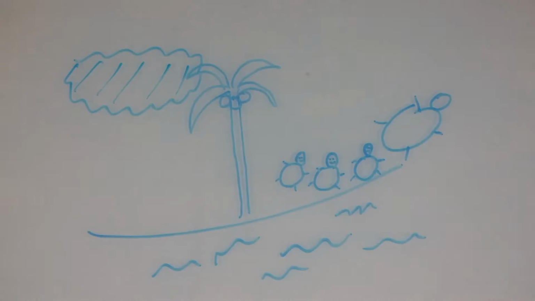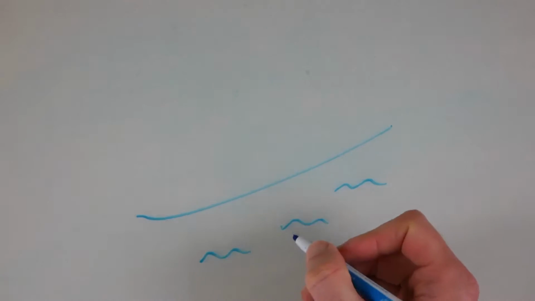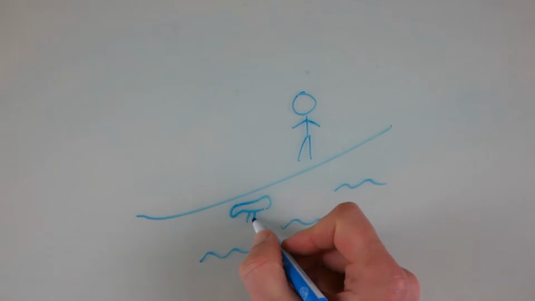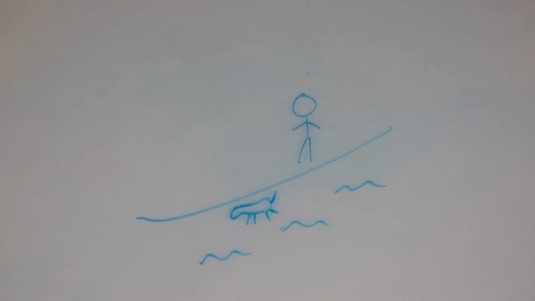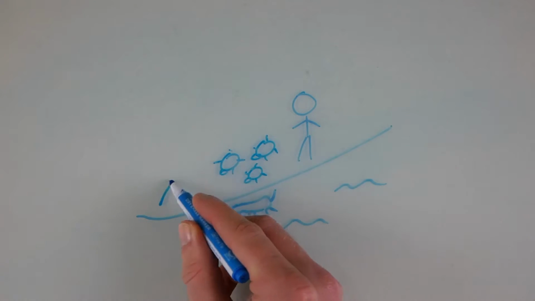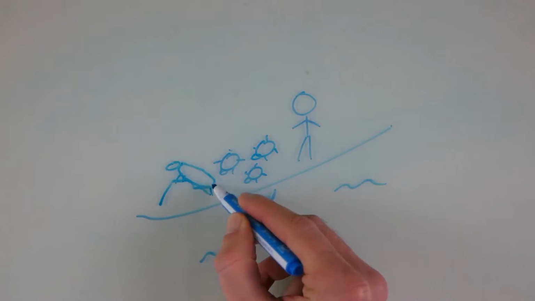Now let's change it again to include the present continuous. First of all, draw a beach with the sea next to it. On the beach, a person is walking. Their dog is running in the water. 3 baby turtles are moving on the sand behind their mum, who is climbing on a rock. The sun is shining in the sky.